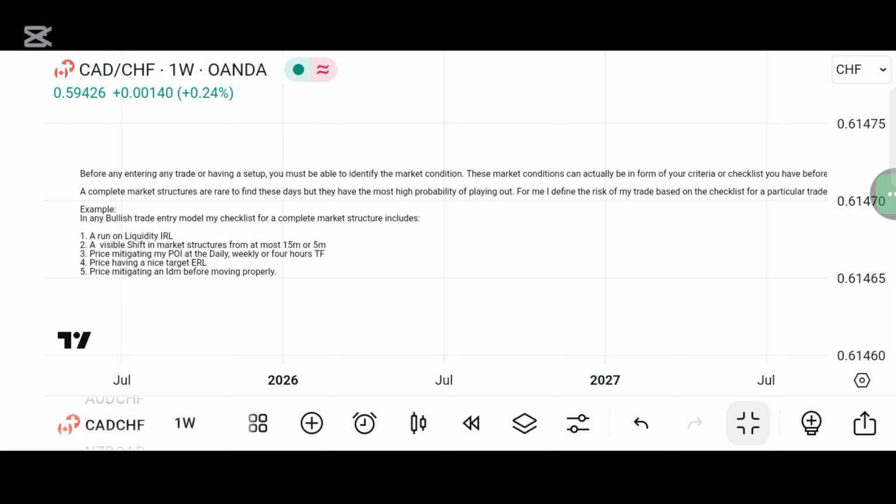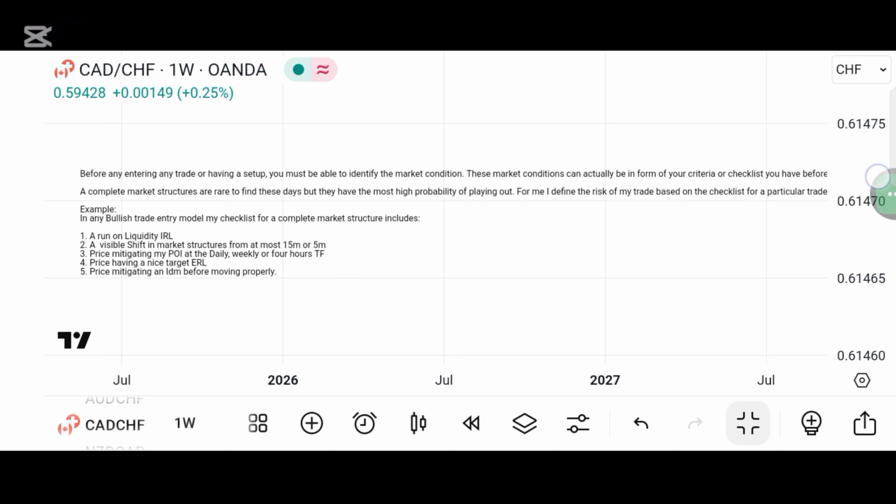In this video I'm going to show you what a complete bullish market structure looks like and what a complete bearish market structure looks like also. There are some trades I took yesterday that I'm also going to show you as part of the examples. Then I can also take you back to some other examples from trades I did previously.